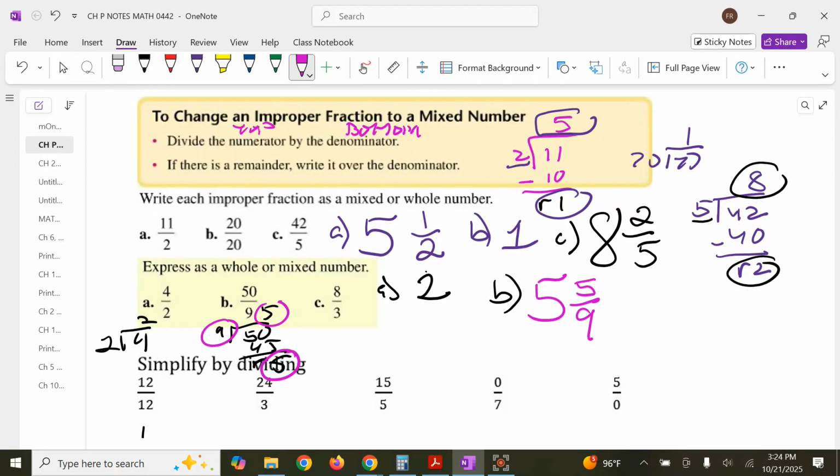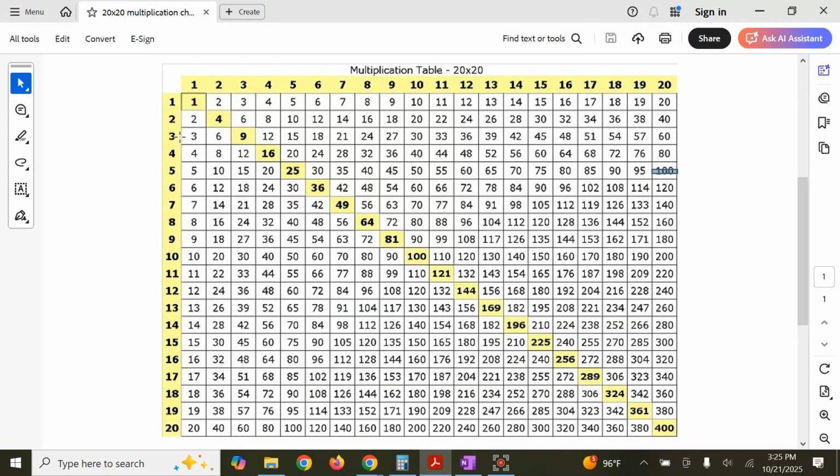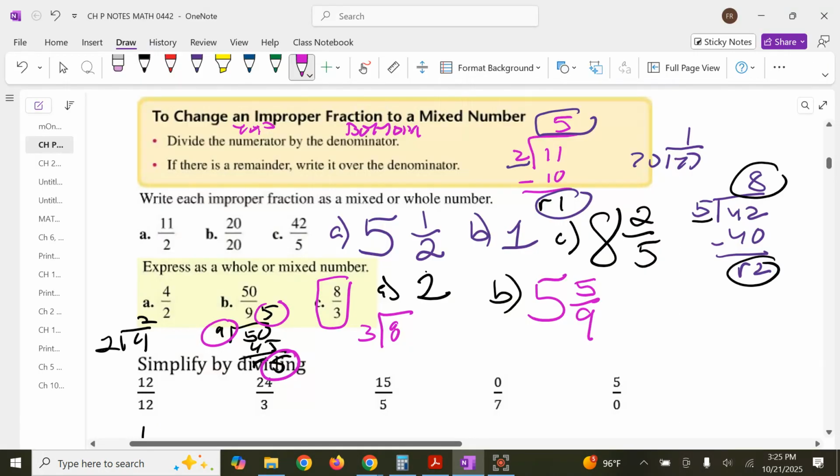And then part C right here. Okay. 8, we're dividing it by 3. So here's 3 going into 8, goes in twice. That's a 6. And my remainder here is 2.